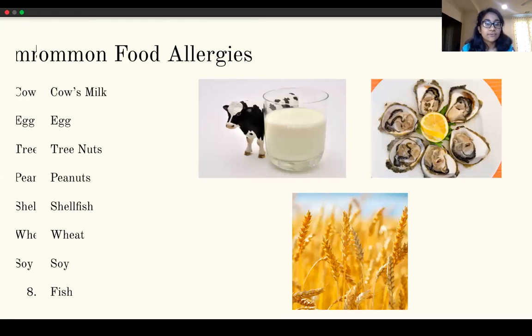So here are some common food allergies: cow's milk, egg, tree nuts, peanuts, shellfish, wheat, soy, and fish. These are the 8 most common food allergens. I would tell you all of the things I'm allergic to, but we would be here well past 10 minutes if I told you that.